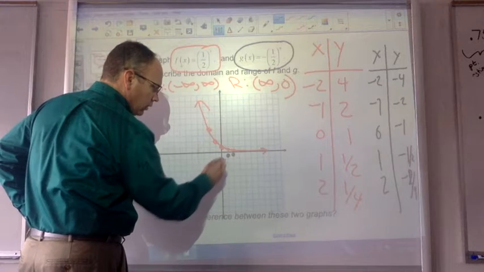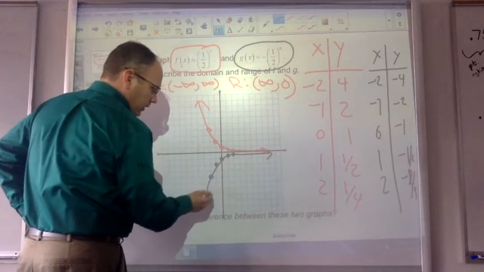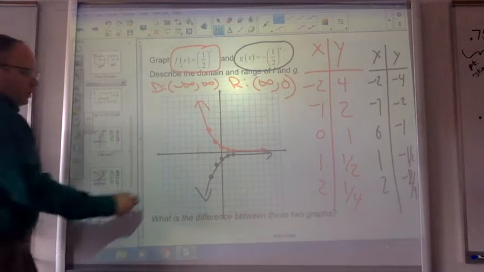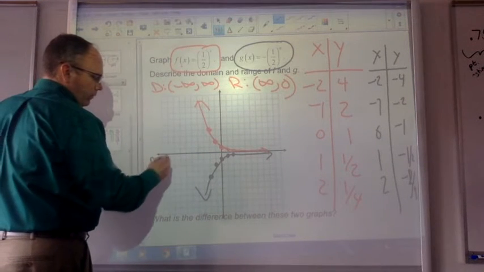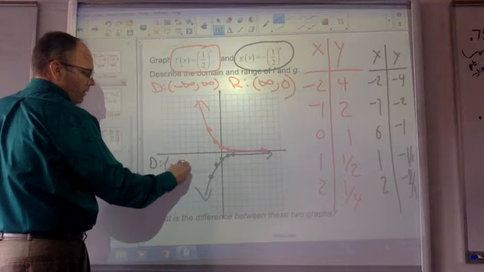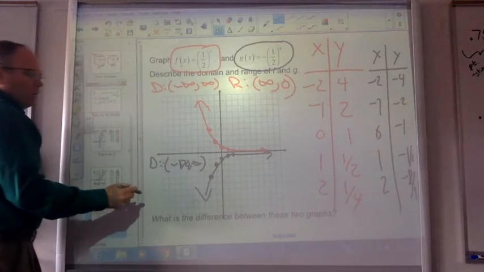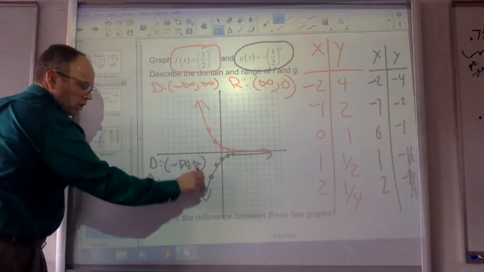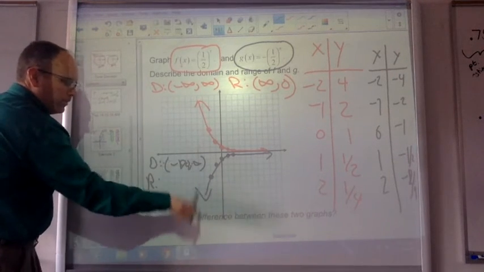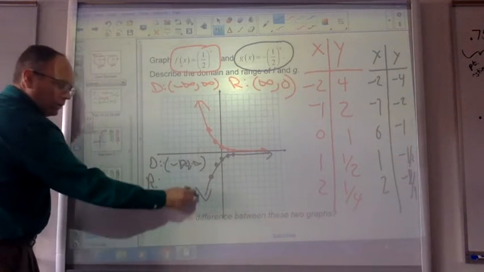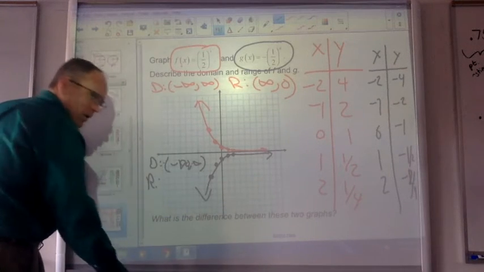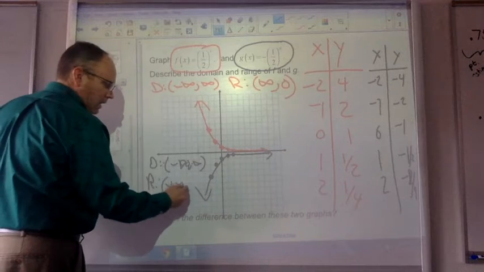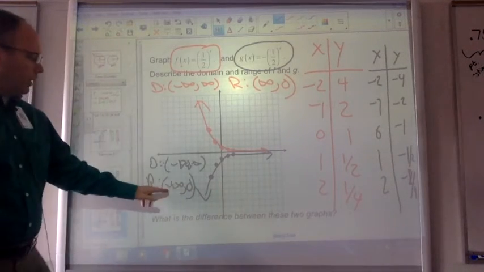What did this graph just do? It flipped over the x-axis, didn't it? The domain is still negative infinity to positive infinity, while the range is what? Where is this coming from? It's going where? Negative infinity. So it came from negative infinity and it's getting to 0. So notice how the range flip-flops.